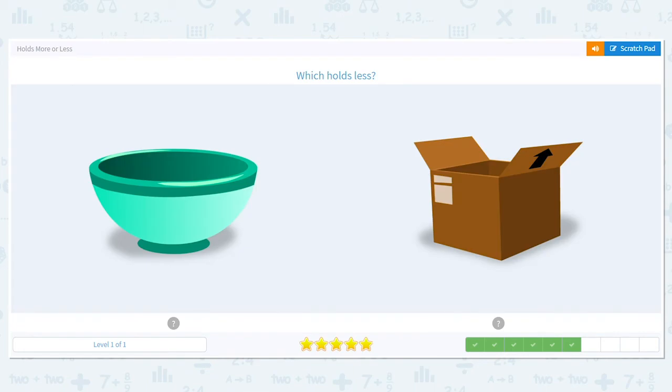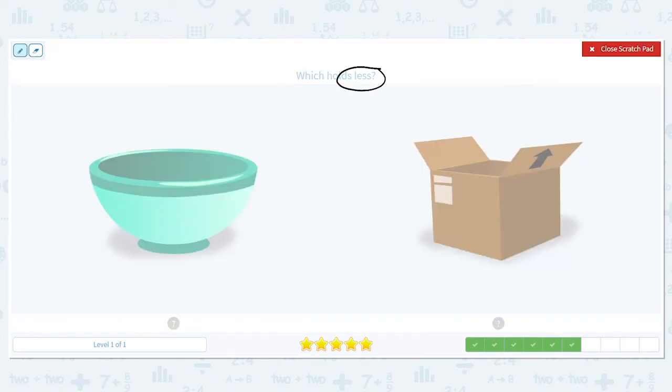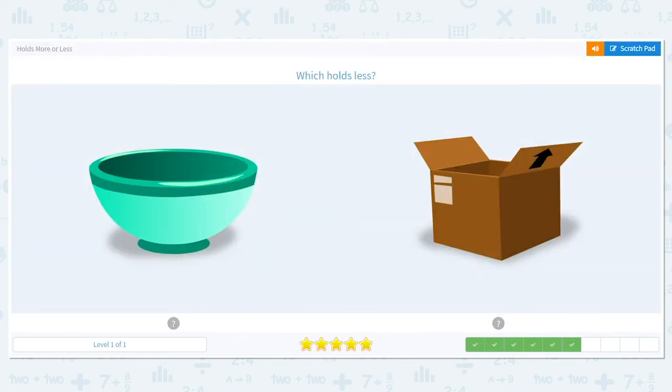Now, this time we want to know which holds less. So we want to go lower, little, smaller. Okay. So we have the bowl and we have the box. Which one would hold less? I know it would be the bowl because I even know the bowl could fit inside of the box. I could fit a lot of bowls inside that box. So the bowl is less.